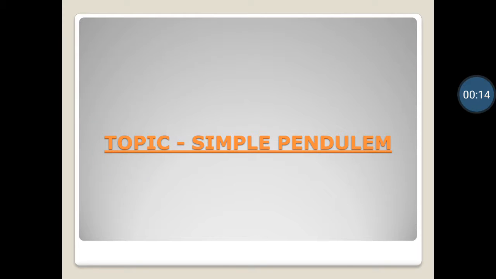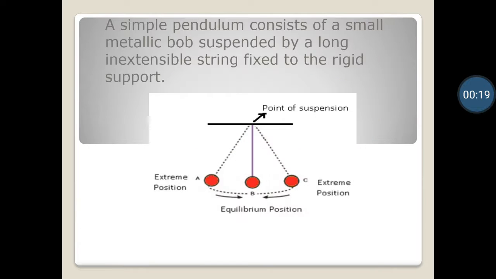Today we are going to discuss the topic simple pendulum. A simple pendulum consists of a small metallic bob suspended by a long inextensible string fixed to the rigid support.